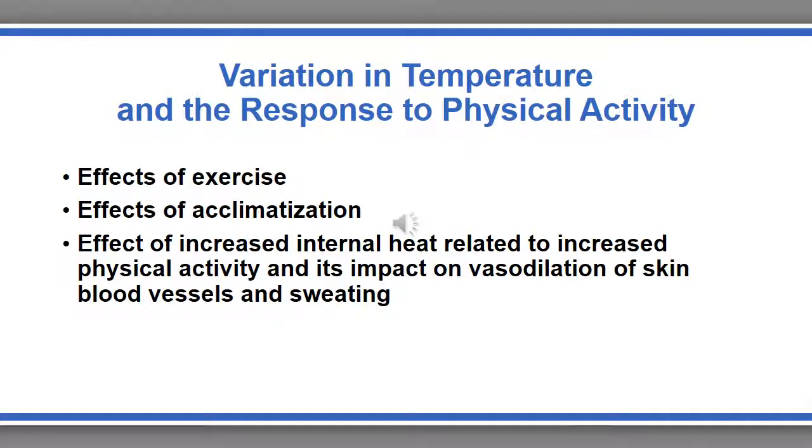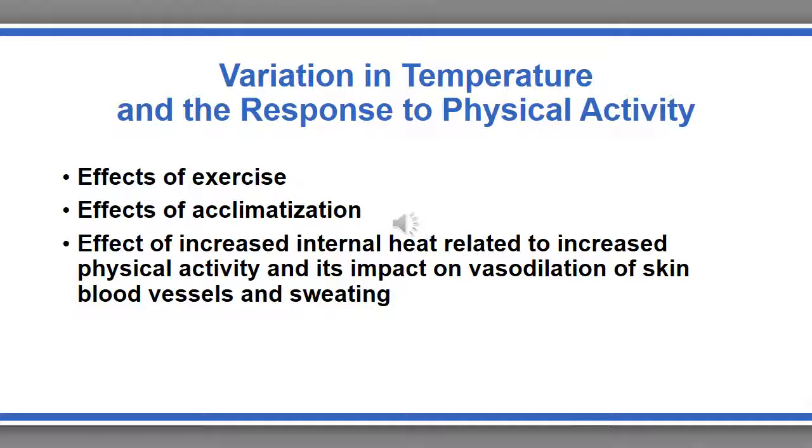Looking at acclimatization, when air temperatures approach or exceed skin temperatures, the body mechanism for bringing warm blood to the surface to cool is not as effective. In this case, evaporation of the sweat becomes a major avenue of heat loss. In hot, humid environments, like Houston, heat loss through evaporation is also limited, which results in higher body temperatures and an increased risk of heat illnesses such as heat stroke or heat exhaustion. The effect of increased internal heat related to increased physical activity and its impact on vasodilation of the skin blood vessels and sweating is significant.